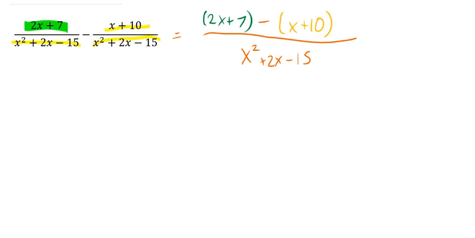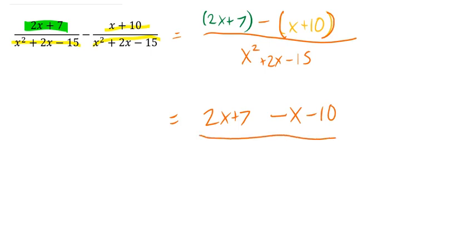tricky. Because it's possible to forget to put parentheses around the whole thing, and then you'll forget to distribute the minus. Right? It has to be 2x plus 7 minus x and minus 10. The minus has to go to both things. If you don't do the parentheses, you might forget that. This all cleaned up makes x minus 3 over x squared plus 2x minus 15.